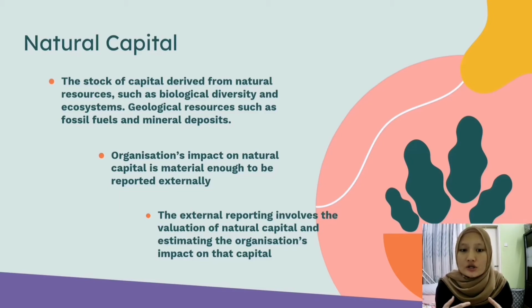Organizations' impact on natural capital is material enough to be reported externally, where the company has to disclose whatever activities that use natural resources in order to inform the stakeholders. The external reporting involves the valuation of natural capital and estimating the organization's impact on that capital.